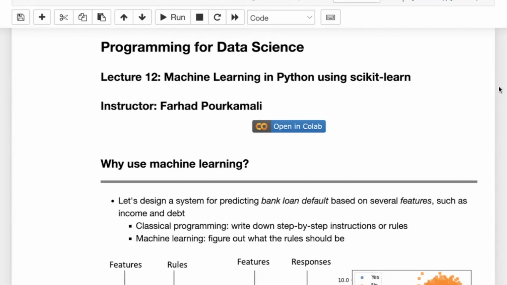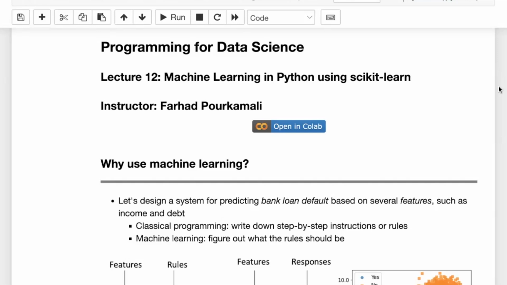Hello, everyone. So far, we have covered basics of Python programming, object-oriented programming in Python, and also important libraries and packages such as NumPy, Matplotlib, and Pandas. And now we are at a very exciting point where we can talk about machine learning in Python using Scikit-learn.